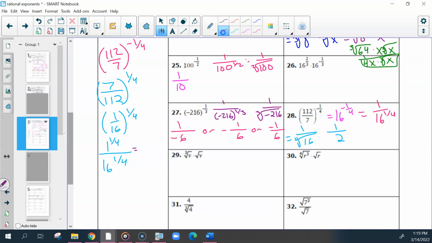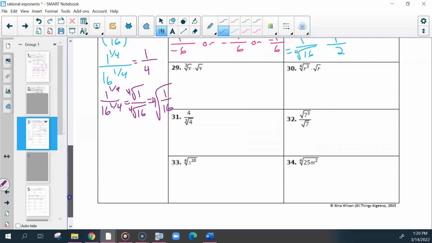Which would be 1/4, or if you wanted to rewrite it as the radical, this would be the same thing as taking the 4th root of 1 over 16, and then you still get 1/4. Either way.